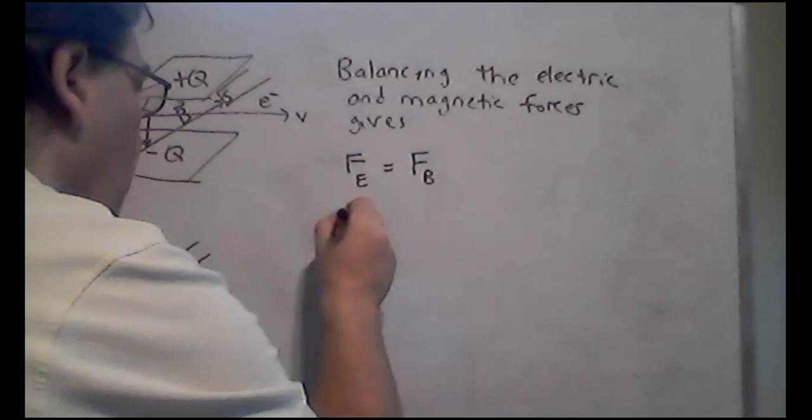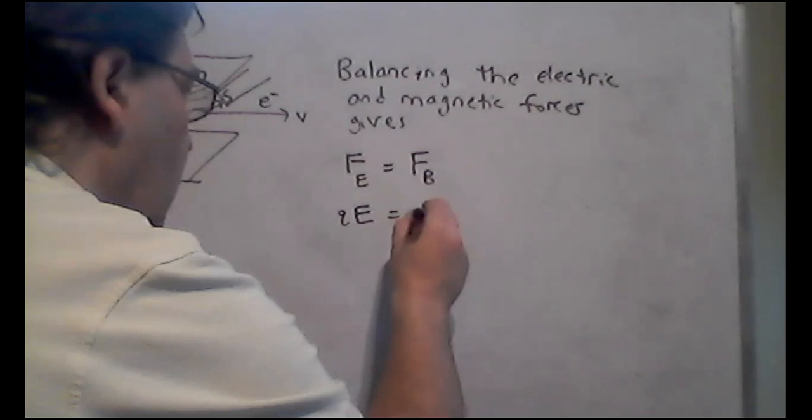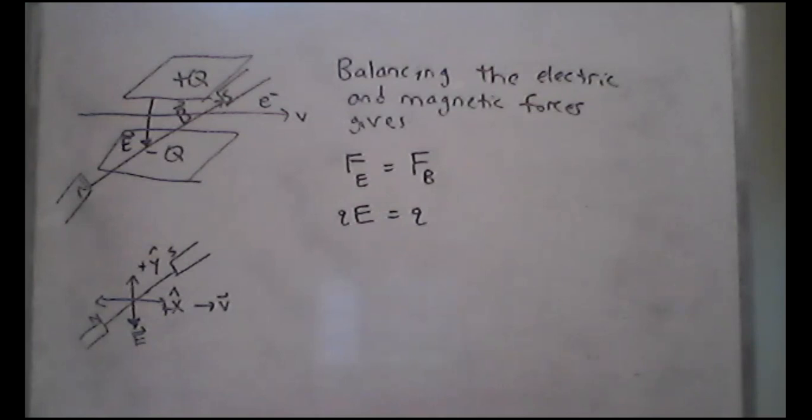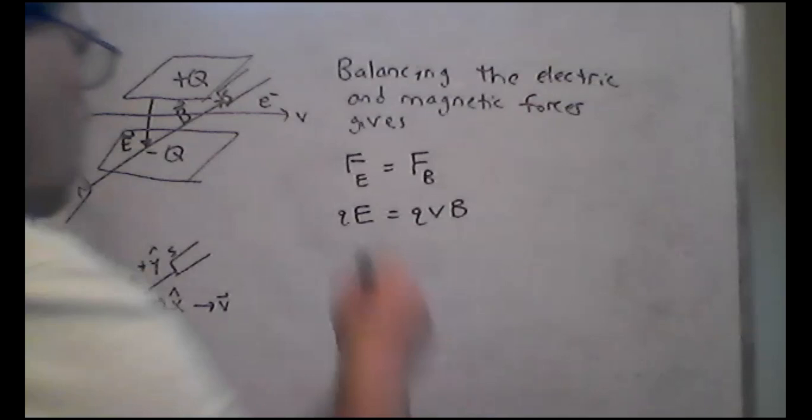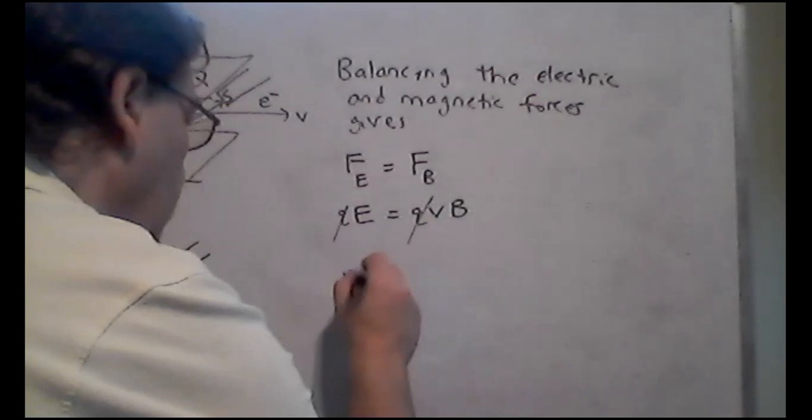What about the magnetic force? Well, it's Q, V cross B. But remember, V and B are at right angles. So it's QVB sine of 90 degrees. Well, sine 90 degrees is 1. So I can literally just write down that this is just QVB. Everything's at right angles. The electric charge cancels out on each side. And I can write a nice relationship that the velocity of the electron is just equal to the ratio of the electric field and the magnetic field.